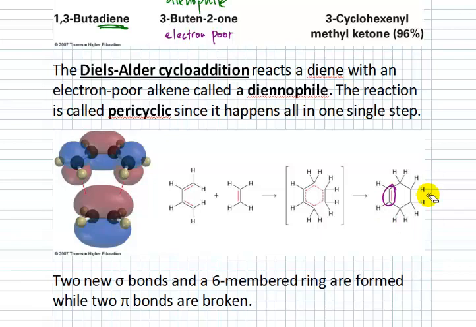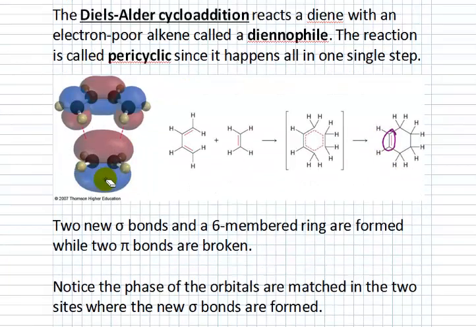The Diels-Alder reaction is one of the most useful synthetic methods for forming 6-membered rings, especially if they have functionality around them. So we form a 6-membered ring with this nice double bond, which we can use for reactions later on, and so on. This picture right here shows molecular orbitals of the diene and the dienophile.